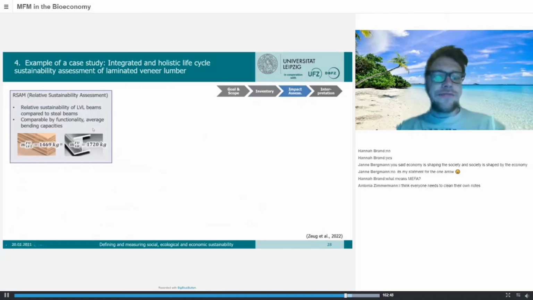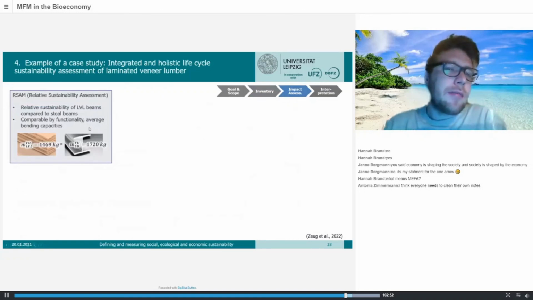In the impact assessment, we now have to decide what general result we actually want to produce. What do we actually want to assess? And we are doing here, in this case, relative sustainability assessments. That means we are comparing the relative sustainability of those laminated veneer lumber beams compared to steel beams. We are comparing them because they are able to be compared, because they have a similar functionality, for example, an average bending capacity. So they are fulfilling the same purpose. And one of the LVL beams weighs 1,469 kilos. So that's our functional variable. And one of these steel beams weighs 1,720 kilos.